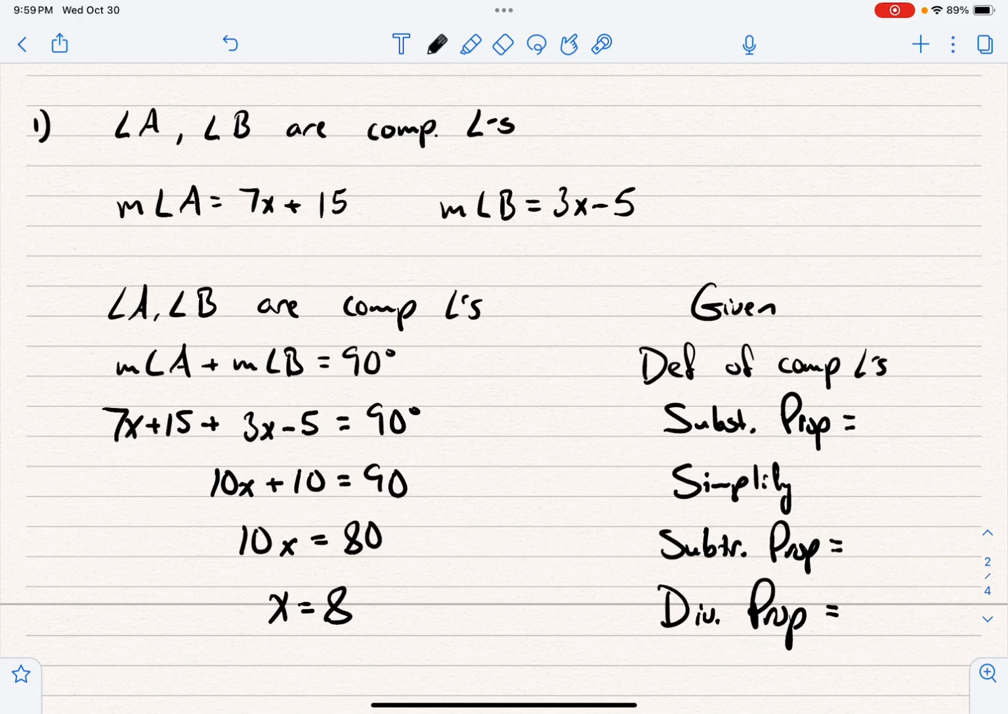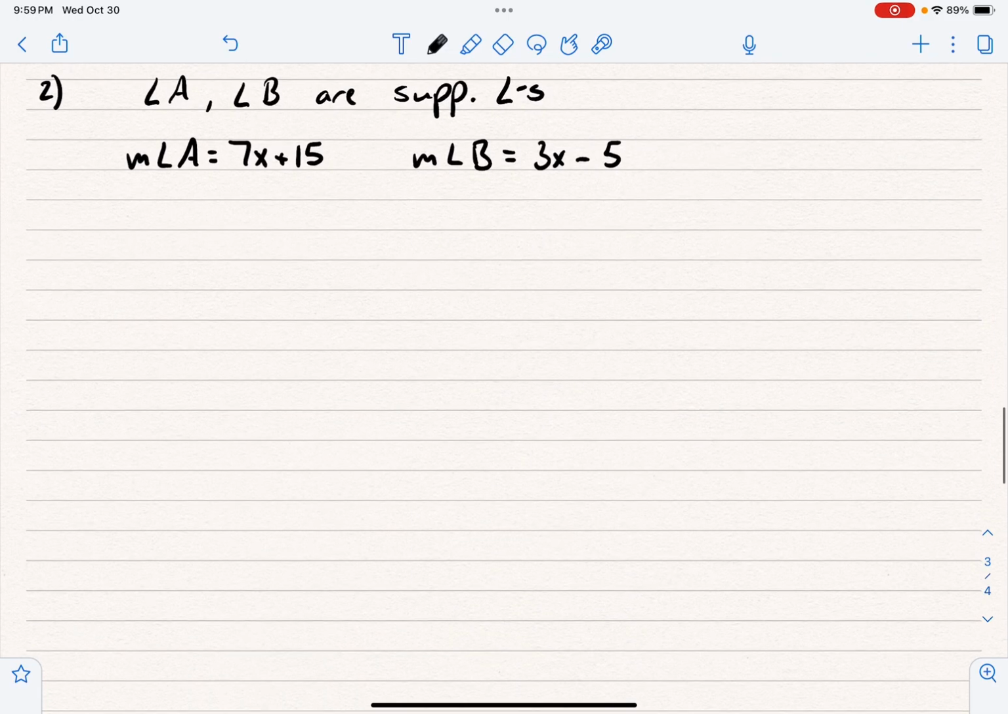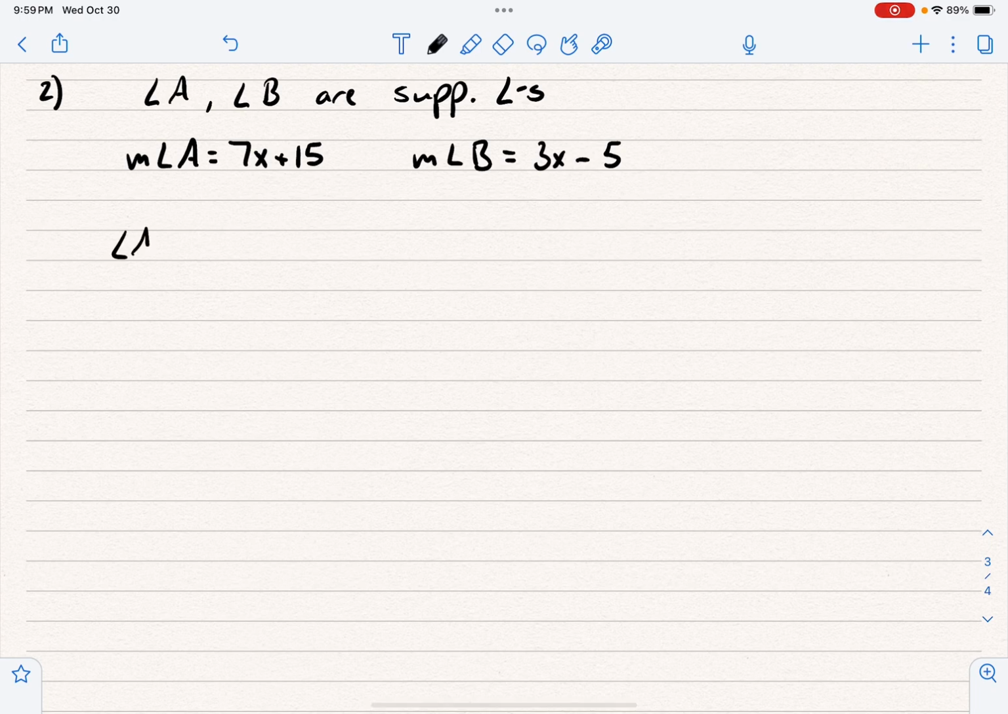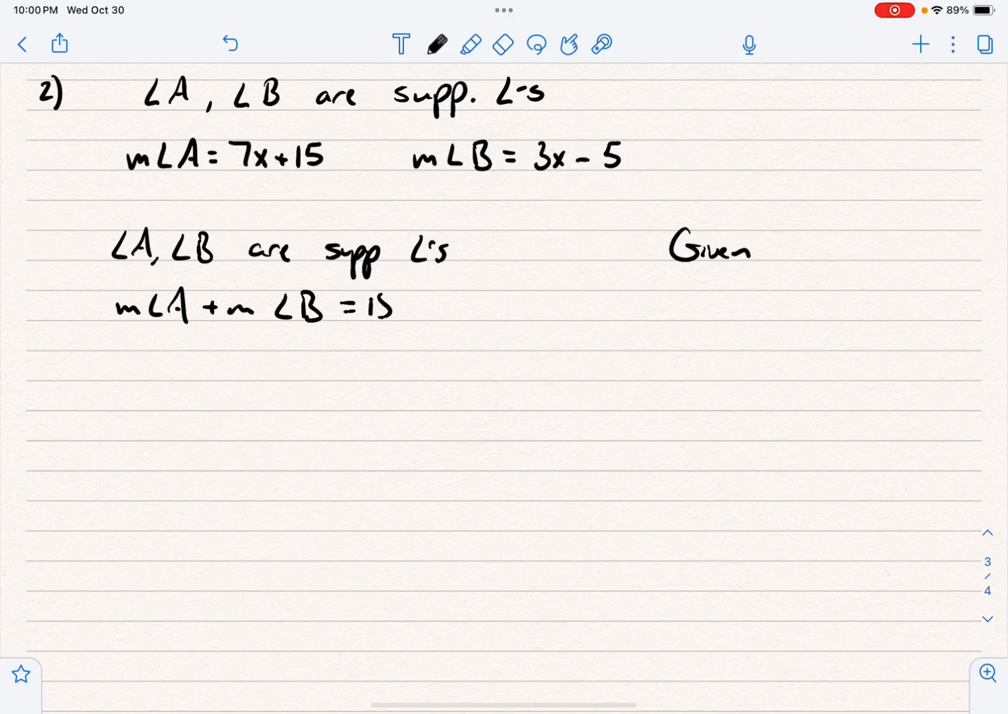Okay, next problem looks like this. Very similar to the second problem on the homework. Says, hey, both of these angles are supplementary. And then it gives the measures of both angles. So the very first thing I'm going to do is going to say, hey, angle A and angle B are supplementary angles. That is given information. So therefore, the measure of angle A plus the measure of angle B add up to be 180 because that's the definition of supplementary angles. That's what it means to be supplementary.